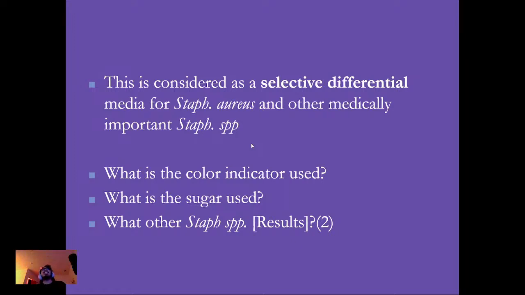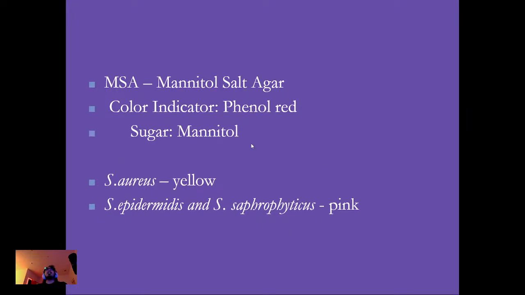Okay, so this is considered as a selective differential media for Staph aureus and other medically important staph. So there's three organisms that we can differentiate using this type of media, the selective differential media. And what I'm talking about is mannitol salt agar. Okay, so mannitol salt agar has an indicator known as phenol red. And the sugar that is there is, of course, mannitol. So in mannitol salt agar, Staph aureus has yellow colored colonies, while Staph epidermidis and Staph saprophyticus have pink colored colonies when grown in this culture media.